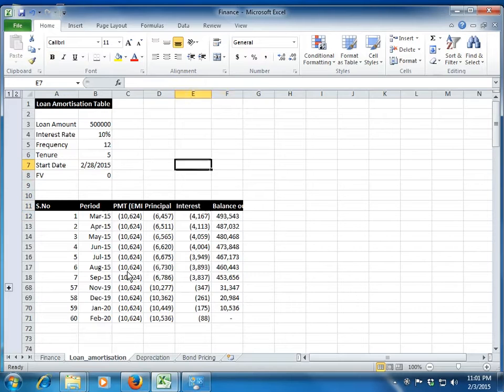Now, this is one of the interesting topics for this class, that is the loan amortization table. Again I am taking the same example: my loan amount is 5 lakh, interest rate is 10%, frequency is monthly, that's why 12. Tenure is 5 years. My start date, that is the date from which my loan will start, is 20th of February, and I have a future value which will be 0.